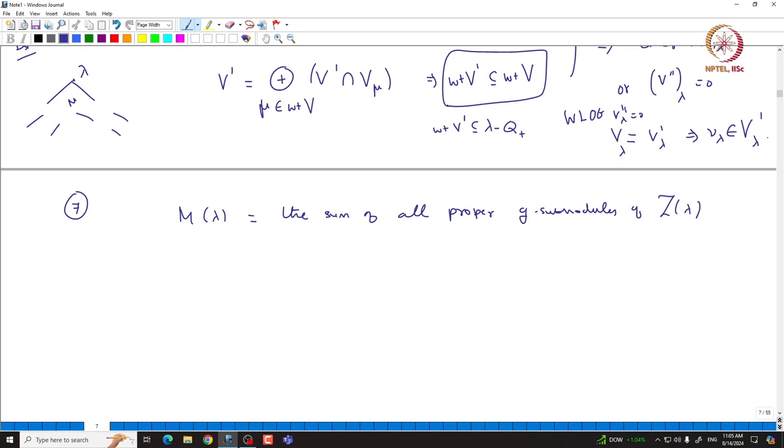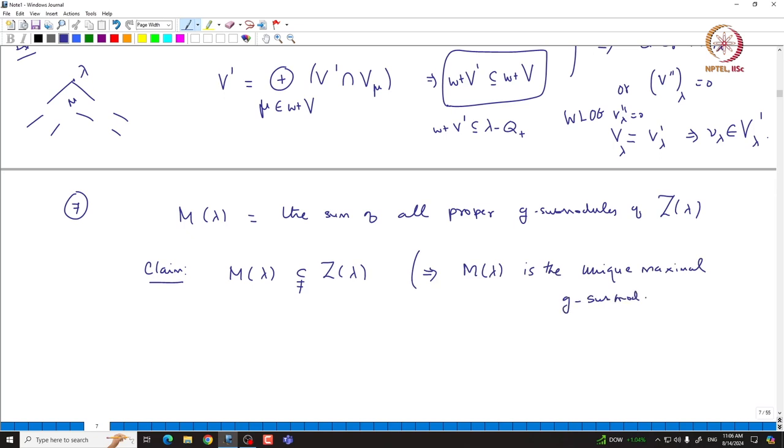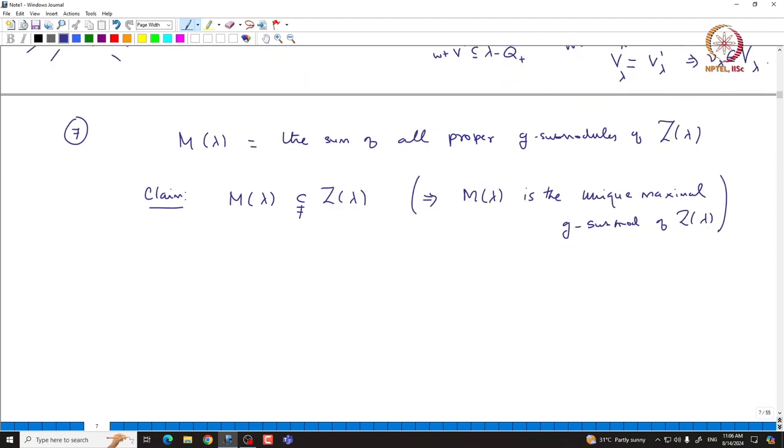We claim that this must be a proper submodule. The claim is that M of lambda is indeed a proper submodule of Z lambda. Once we know this is a proper submodule, it is immediate that M of lambda is the unique maximal G submodule of Z lambda. And this is maximal with respect to the inclusion order, where you take inclusion as the partial order, and the comparison is with respect to inclusion.